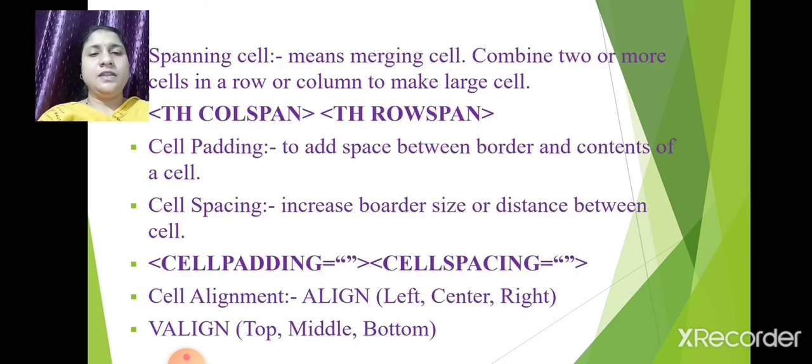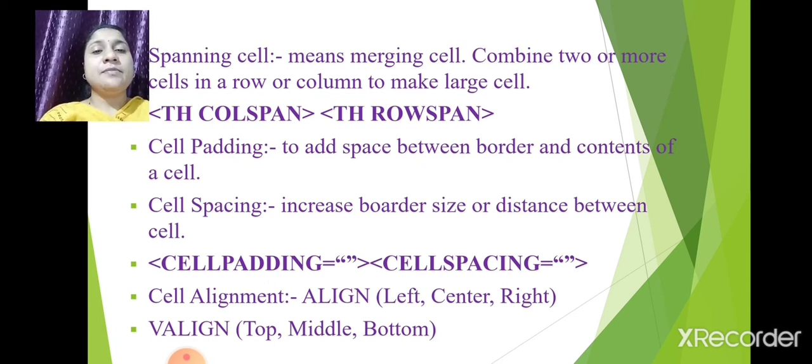Now the next is spanning cell, meaning merging cells, combining two or more cells in a row or column to make a large cell. If you combine two or more cells in a row, it is called rowspan, and if you combine two or more cells in a column to make a large cell, it is called colspan. Then cell padding: adding space between the border and contents of a cell is called cell padding, while cell spacing is the increased border size or distance between cells.